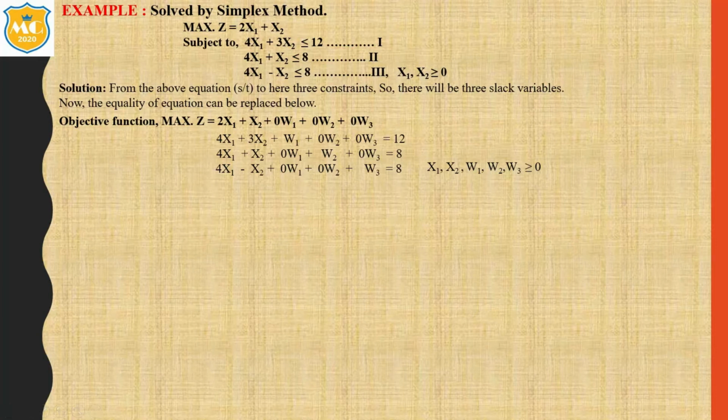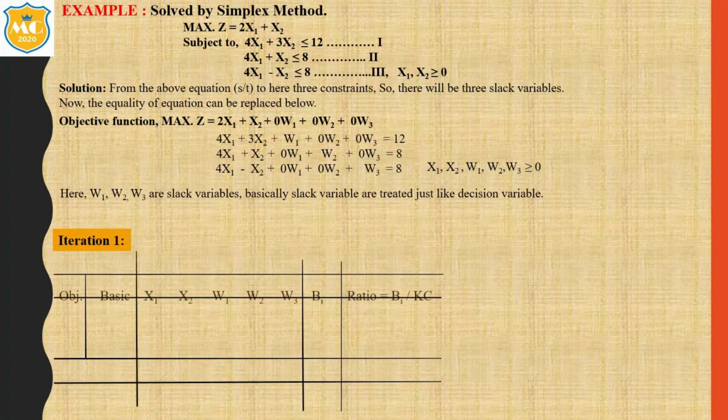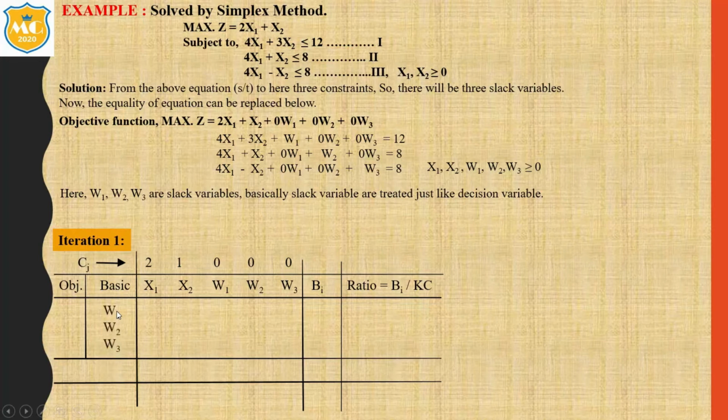Now we solve the first iteration. This is the standard format. So here the objective and basic variable values we write down from the objective function, all the variables x1, x2, w1, w2 and w3. Next we have to write down the constraints. Next we write down the basic variables, that is w1, w2 and w3, and the objective cost is 0.